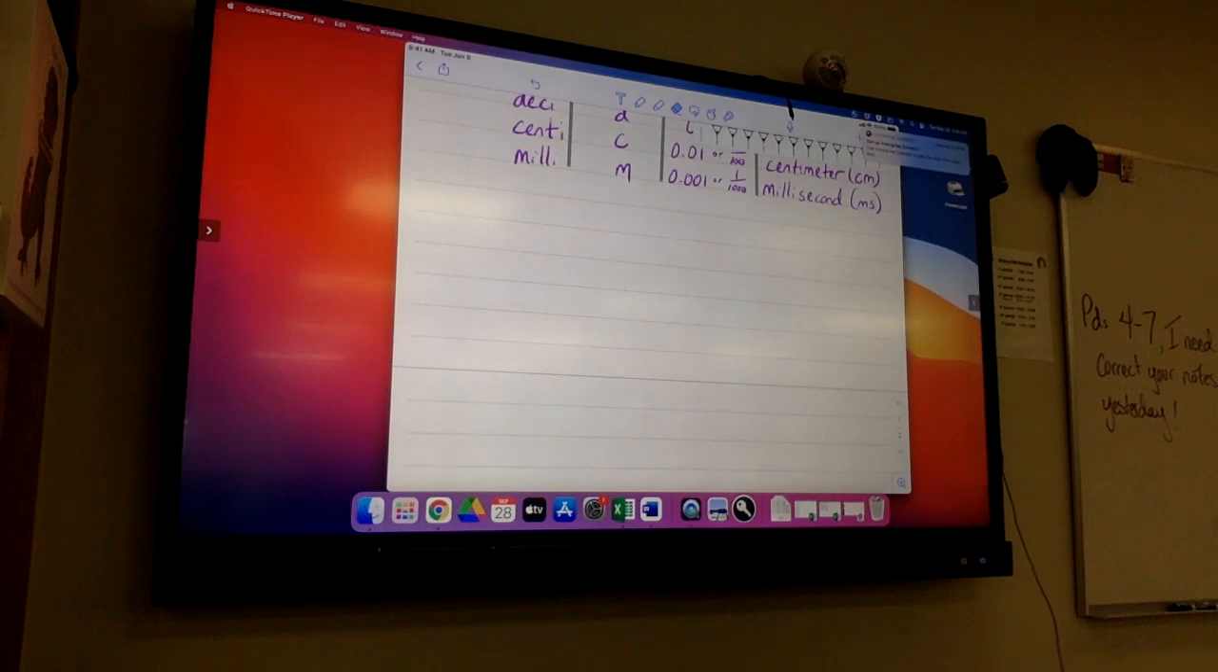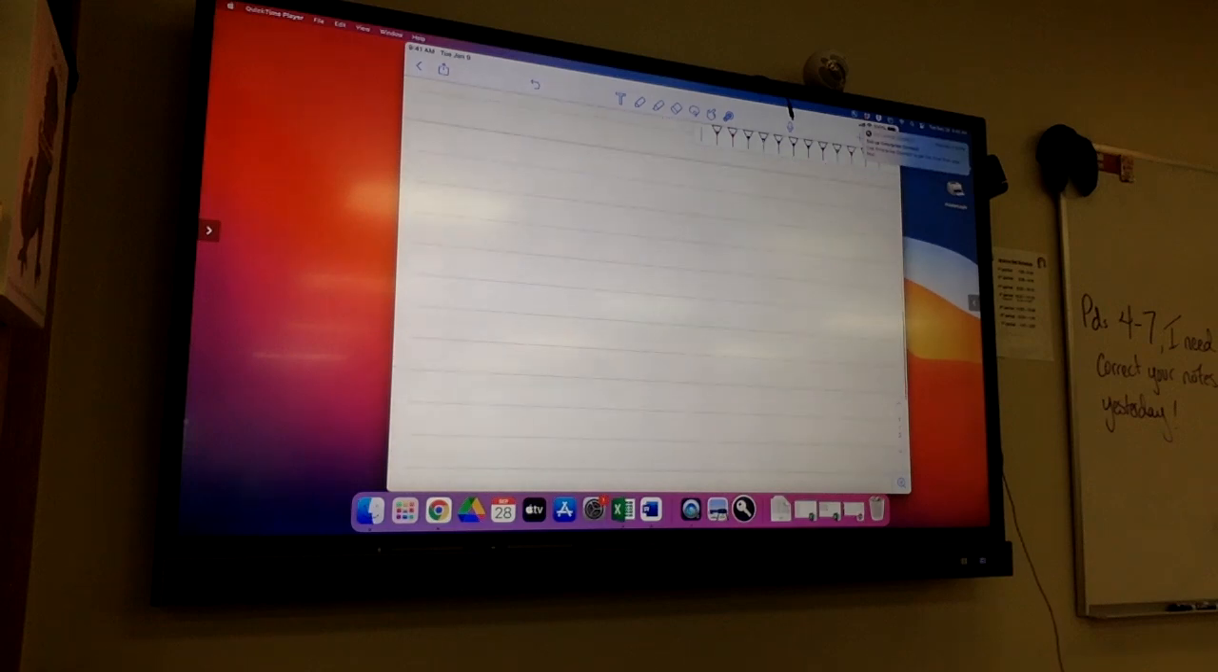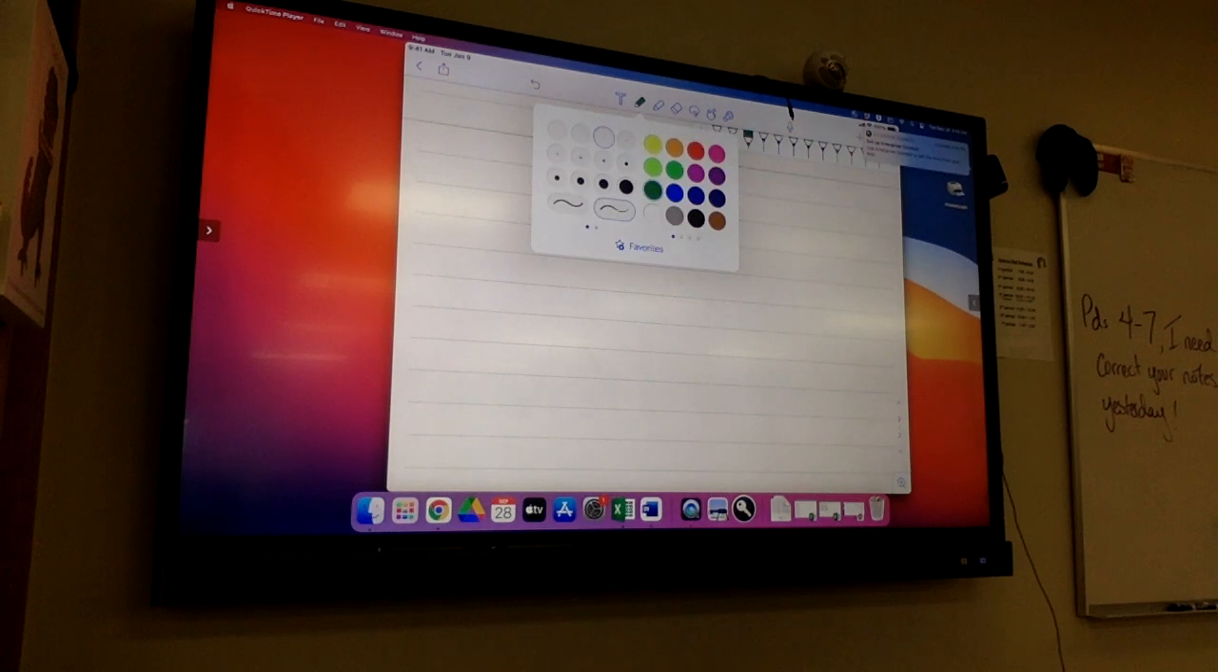So do I have room here? 1, 2, 3, 4, 5, 6, 7. Of course I don't. So I'm going to move to the next page and keep it the same page number. So 8 steps like this.